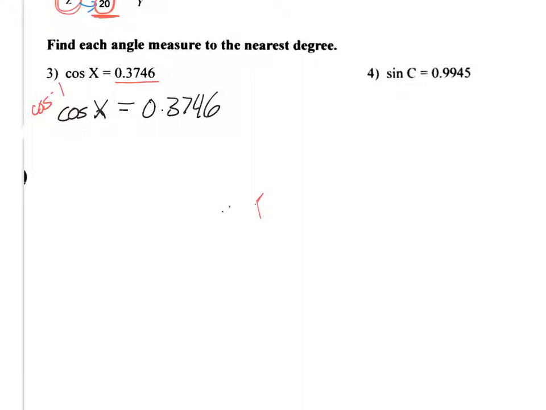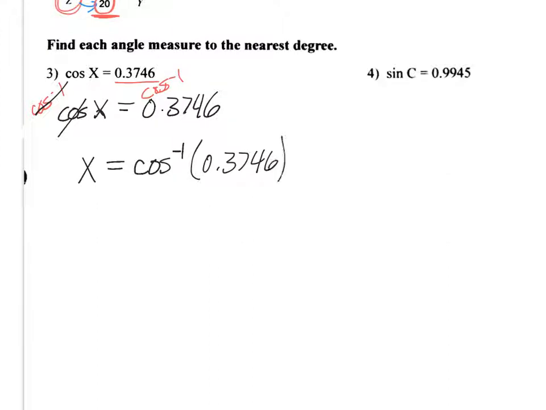Now it's like any other equation. Whatever I do to one side, I've got to do to the other. So I have to do inverse cosine on this side as well. So basically what happens is these two things cancel, leaving x equals. Now what I do is type this on the calculator exactly as it is.